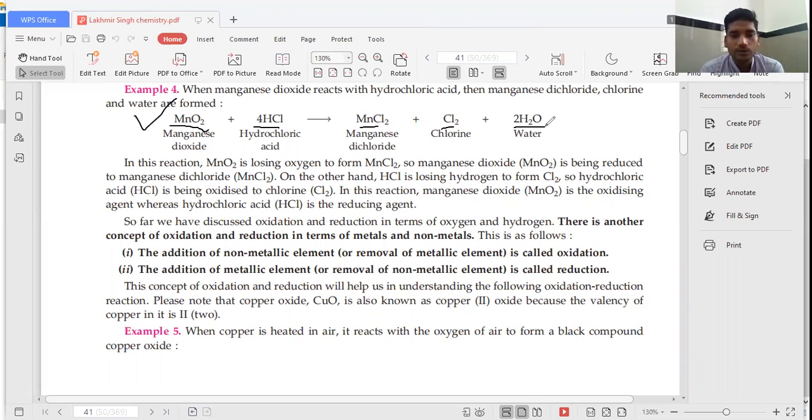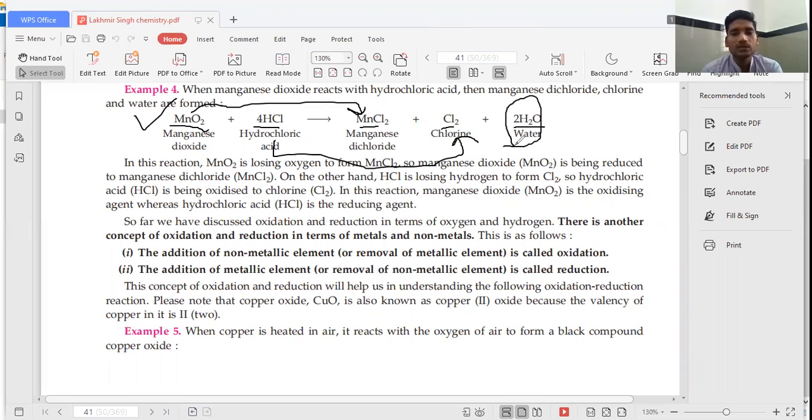In this reaction, MnO2 is losing oxygen to form MnCl2. Removal of oxygen is what? Reduction. All right. So removal of oxygen is reduction. It means MnO2 to MnCl2 is reduction. And what is happening here? At the same time, on the other hand, HCl is losing hydrogen to form chlorine, right? Removal of hydrogen is oxidation, right?